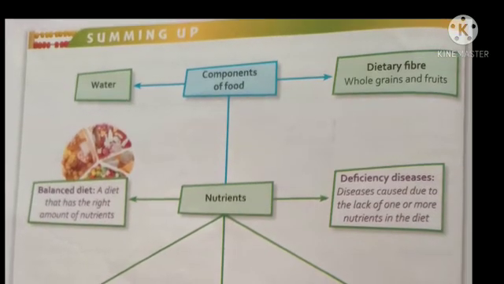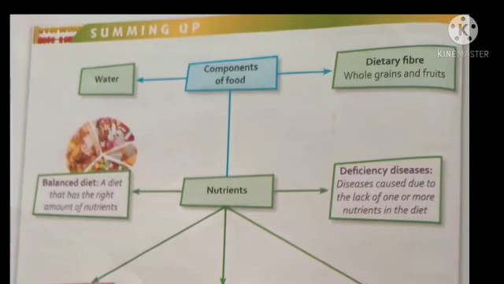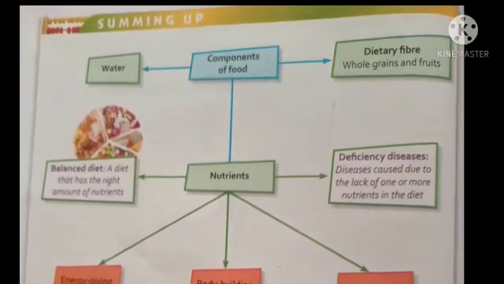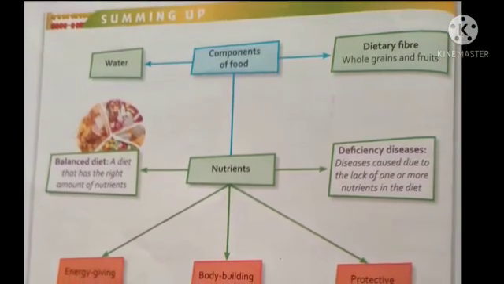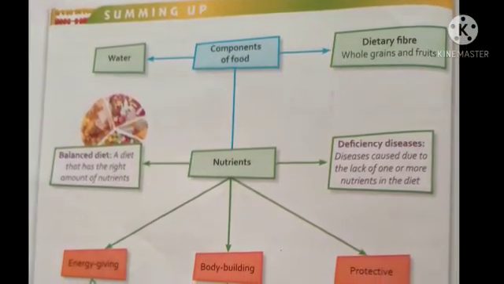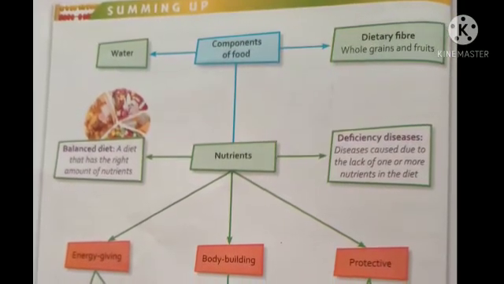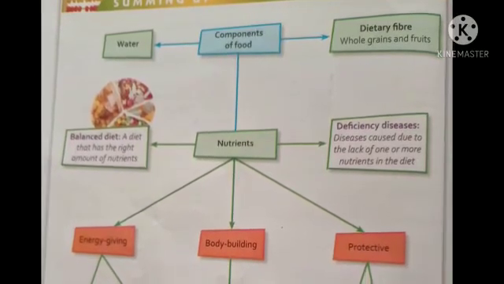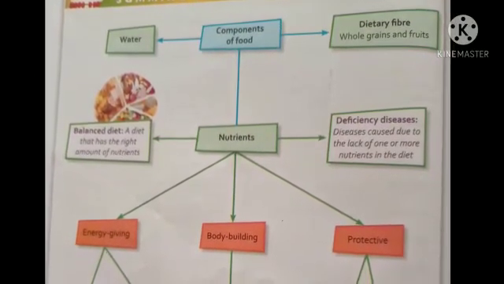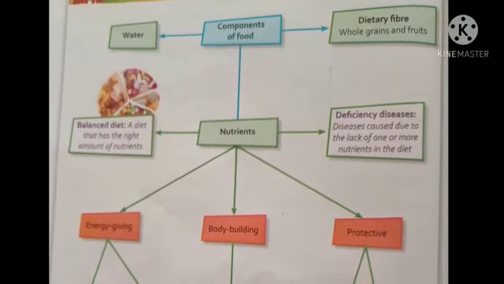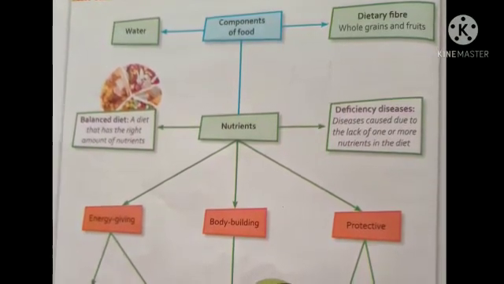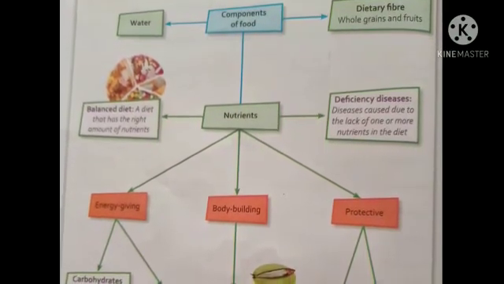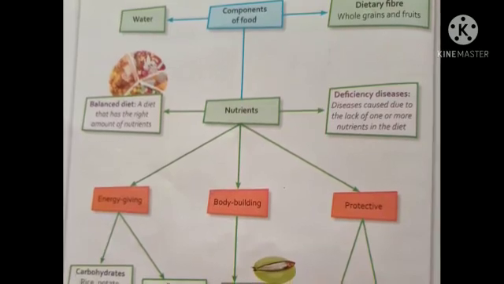Now students, this chapter is completed. Here in the last it is given, summing up the whole chapter. Now we will quickly go through it for better understanding. So initially, the components of food are water, nutrients and dietary fiber. We get dietary fiber from whole grains and fruits. Balanced diet is a diet that has the right amount of all the nutrients. Deficiency diseases are caused due to the lack of one or more nutrients in a diet.